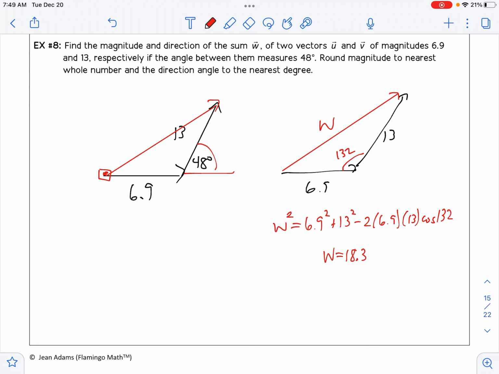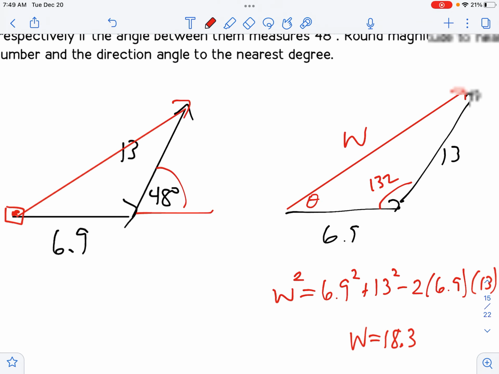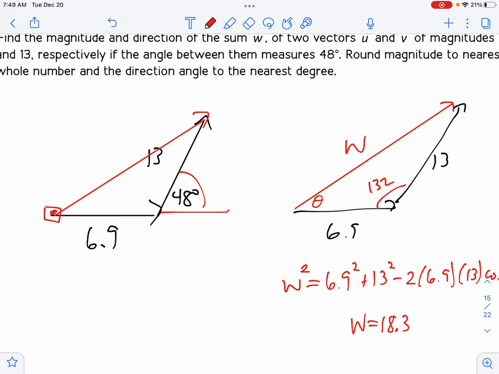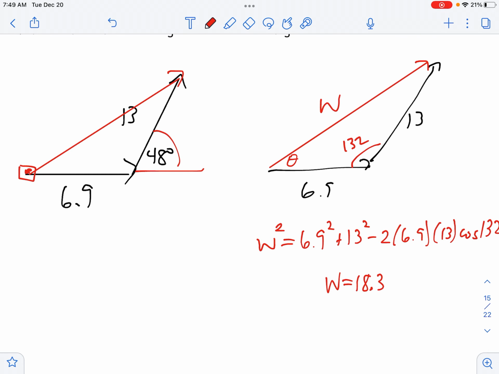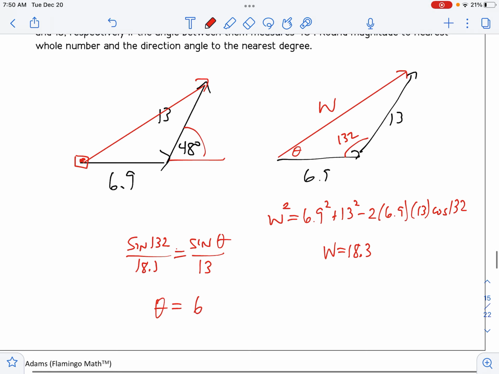Now if I want to find the direction angle, I'm going to have to solve for this angle in my diagram. I have side, side, side, so I can use law of cosines. I can use law of sines. So sine of 132 over the side I just found, 18.3, equals the sine of theta over 13. Cross multiply and solve, and I'm going to get 16 degrees for my direction angle.